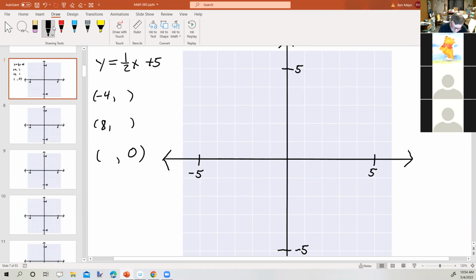Let's take the first ordered pair where x is -4. So we're going to have y equals 1/2 times -4 plus 5. Notice that -4 is a multiple of 2, so things are going to reduce out nicely. -4 over 2 is -2 over 1. So I've got y equals -2 plus 5, which is 3. So far, so good.